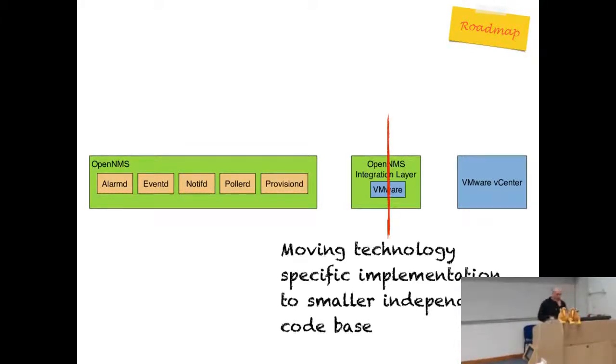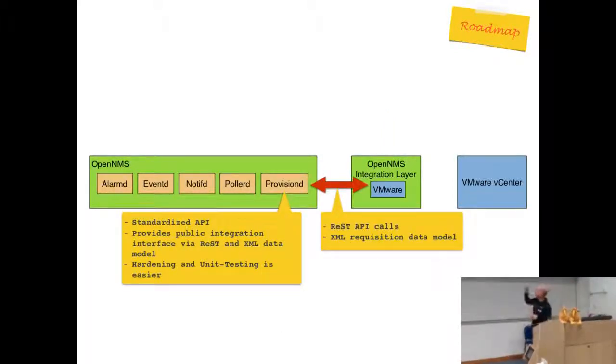So then we have it here. We can have in Provisiond a standardized API we can rely on. It's a standardized model. We can use standardized REST interfaces. And it is also a little bit easier because we can harden the API much better with integration tests, because we have a defined state where we talk to the outside world somehow. And I think that makes life a lot easier for integration.